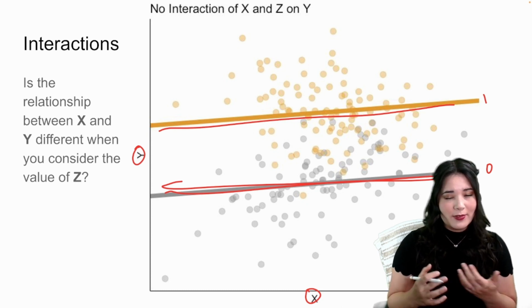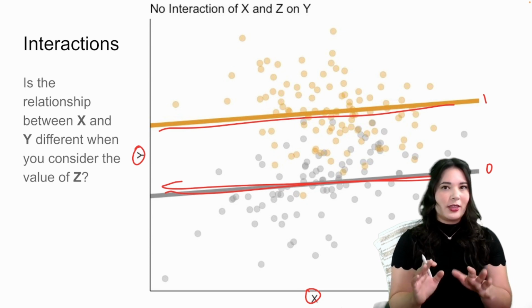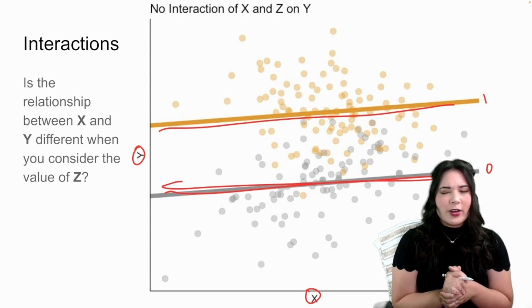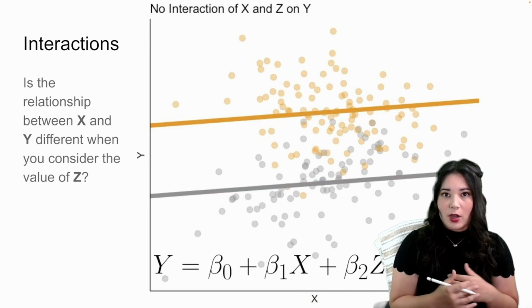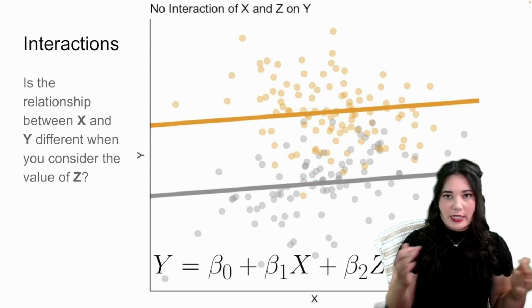In fact, you can even see, if you sort of squint your eyes and look at the background data, that it's very likely that these two groups do not have the same slope. This model with no interaction has our typical form.